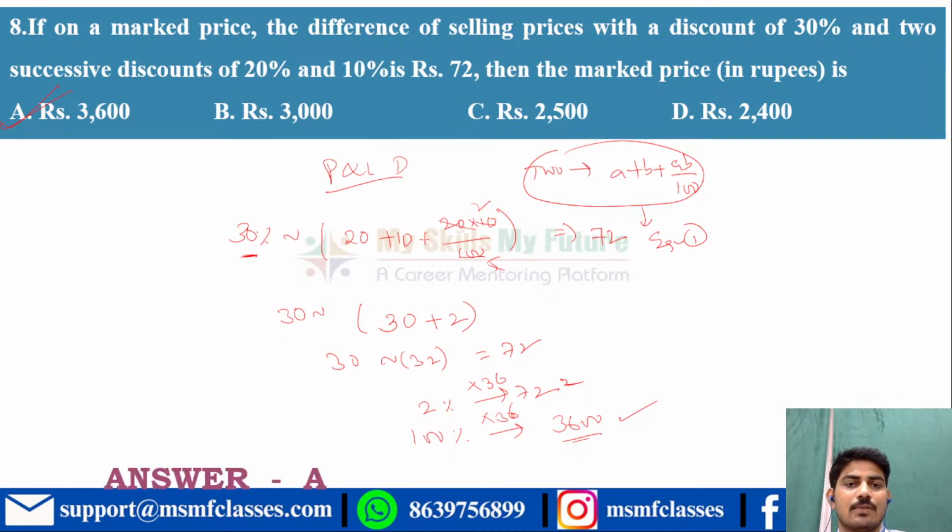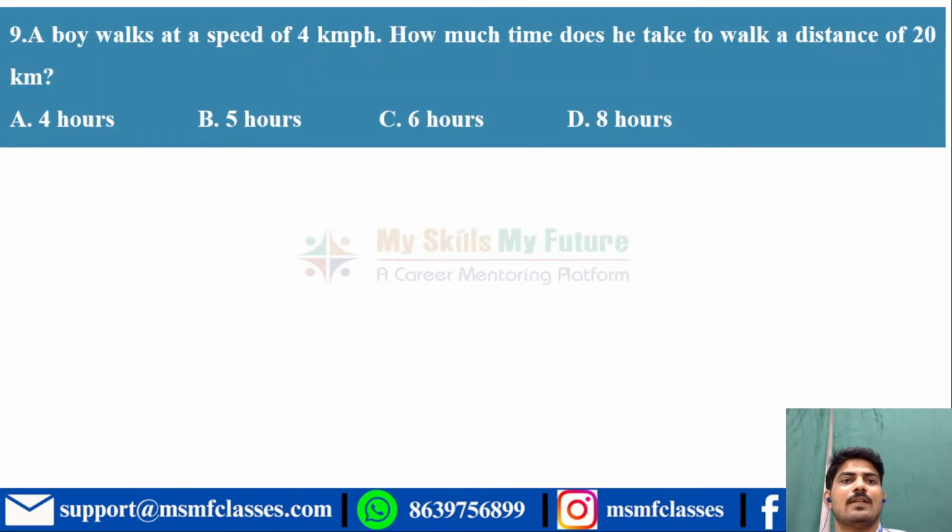Okay, let's move to the next question here. This was the next question, which comes under the time, speed, distance topic. A boy walks at a speed of 4 kilometers per hour. Then how much time does he take to walk a distance of 20 kilometers?